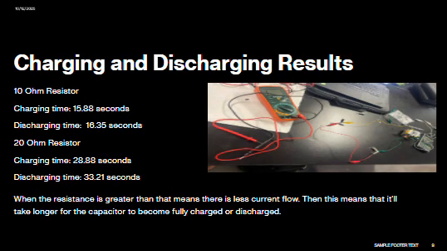And for the discharging and charging results, the 10 ohm resistor charging time was 15.88 and the discharging time was 16.35, and for the 20 ohm it was 28.88 for the charging, and the discharging time was 33.21. And when the resistance is greater, it means that there is less current flow. Then that means it will take longer for the capacitor to be fully charged and discharged.